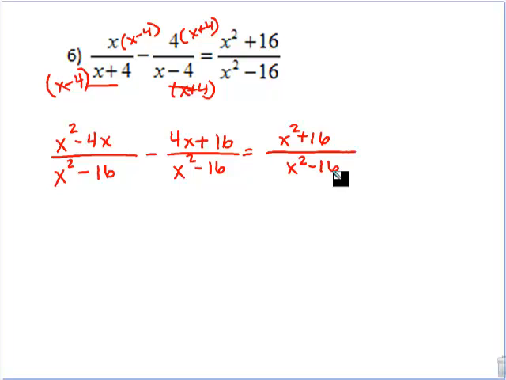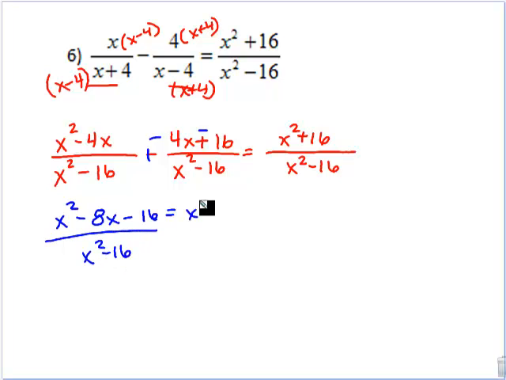Can I now combine these two fractions together? Yep, they have the same denominator. I'm subtracting, so I want to make sure I'm careful about how I combine. So I'm going to add the negative throughout: x squared minus 8x minus 16 is equal to x squared plus 16 over x squared minus 16.